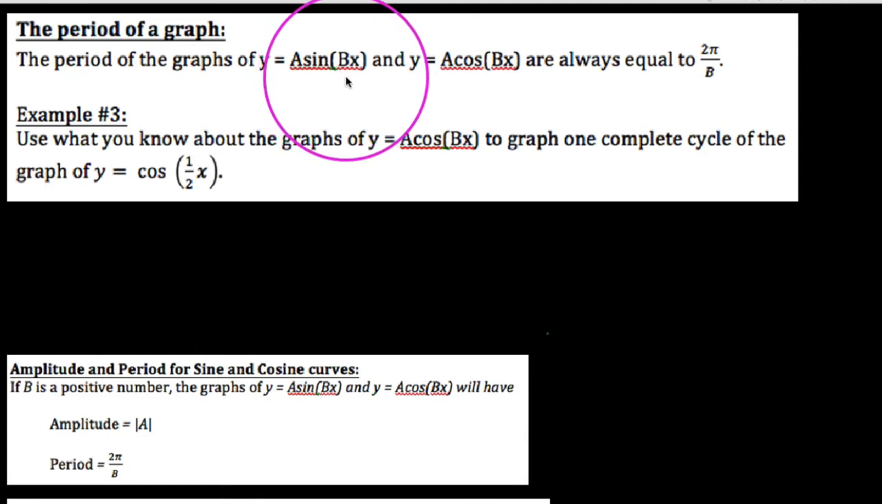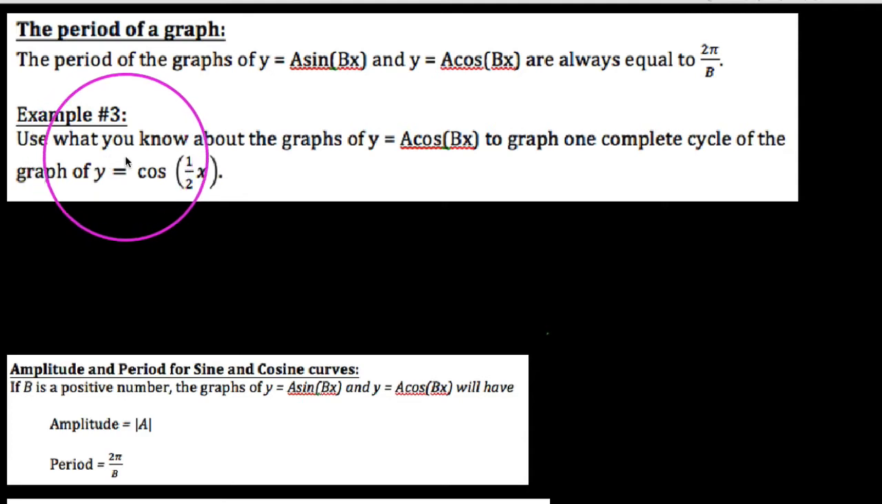If b represents the number of cycles it goes through in a normal 2 pi period, then the period of these two graphs is always equal to the normal 2 pi period, split up b ways. That would give us how long just one of those cycles would be. So we're going to use the fact that the period of these two graphs is always 2 pi over b, and the fact that a is the amplitude, to explore how to sketch these things.